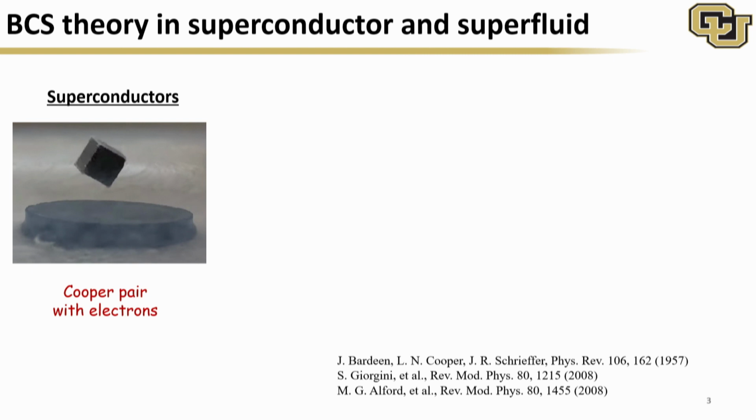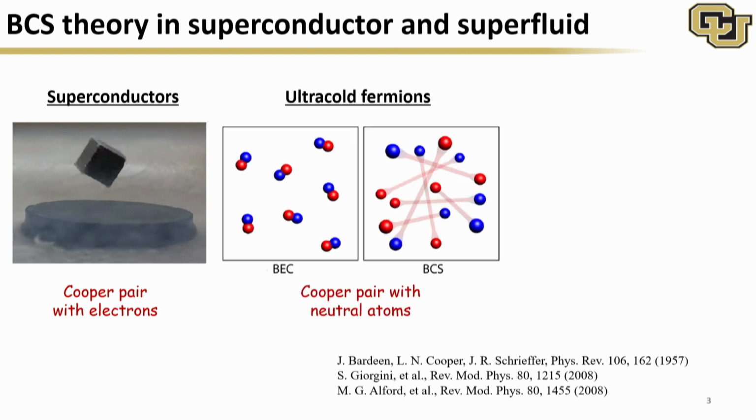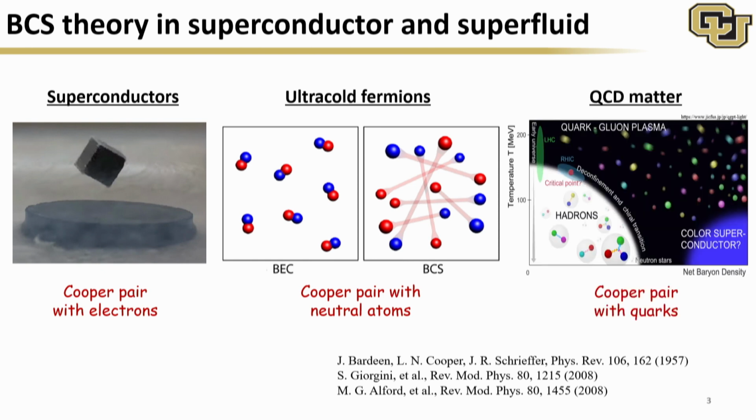BCS theory can actually apply to a wide range of fields in physics. Of course, it applies to superconductors, where the Cooper pairs are formed by electrons. It can also apply to neutral fermions, where the Cooper pairs are formed by neutral atoms. You can also explain QCD matter, the color superconducting phase, where the Cooper pairs are formed by quarks. So understanding BCS theory can benefit a wide range of fields in physics.